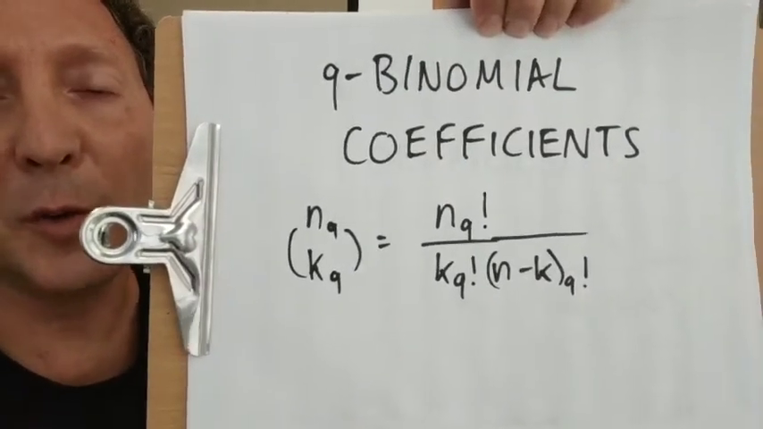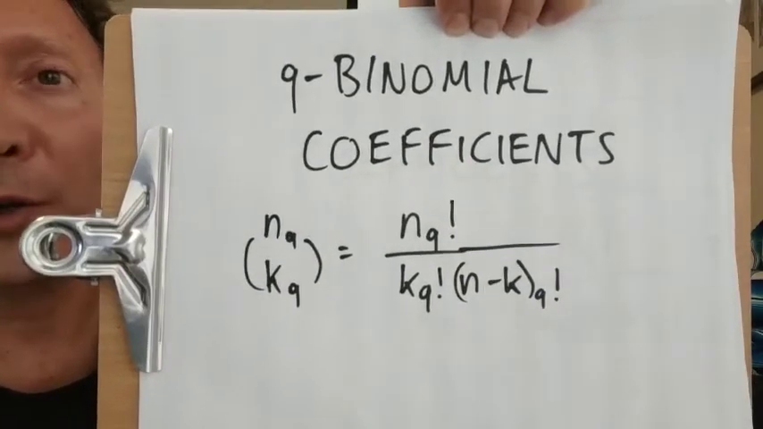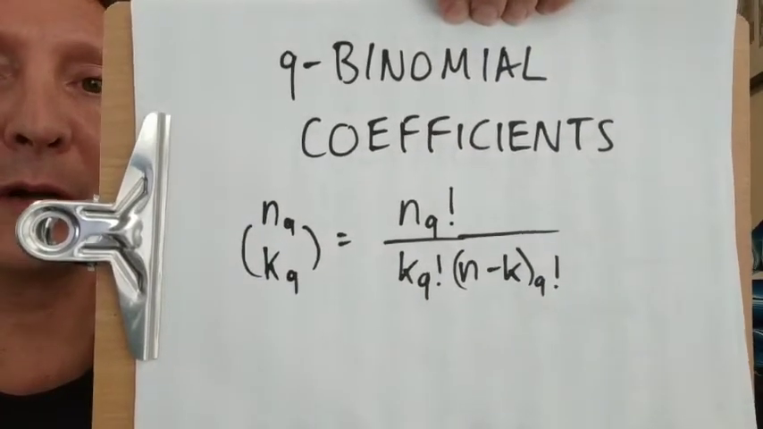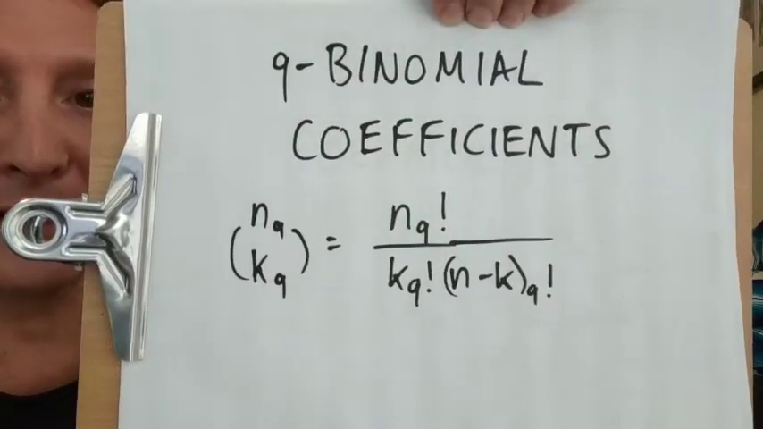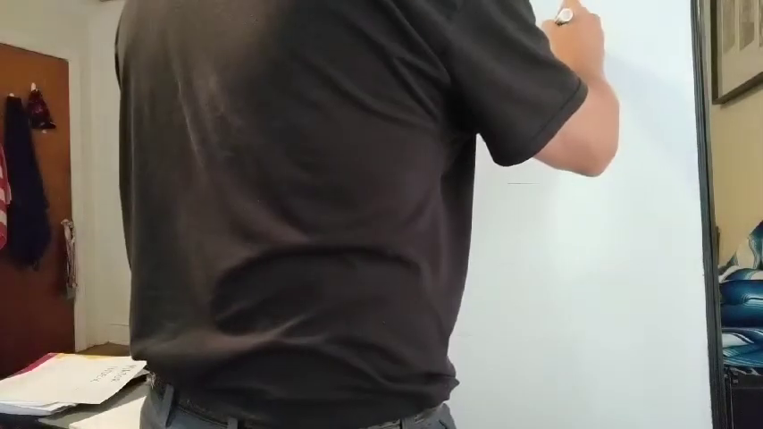Well, since we have q analogs of integers and q analogs of factorials, you're probably wondering if there's a q analog of binomial coefficients. And in fact there are. So let's look at those. So we define the q analog of a binomial coefficient in the obvious way.